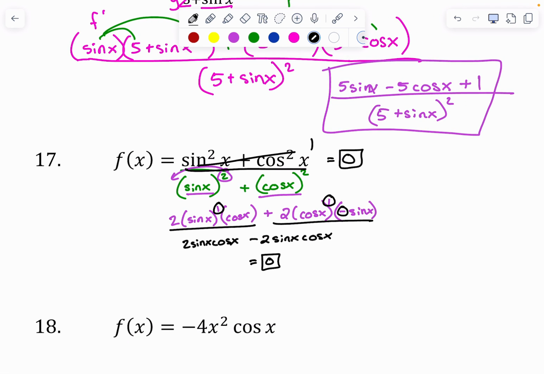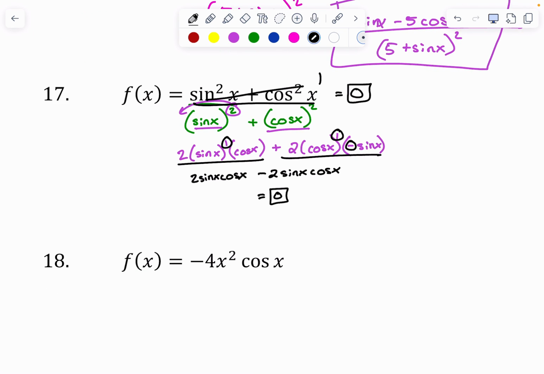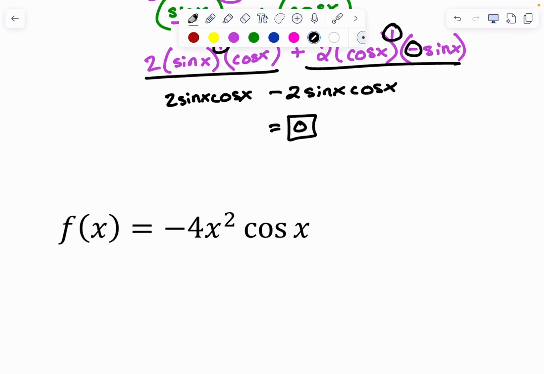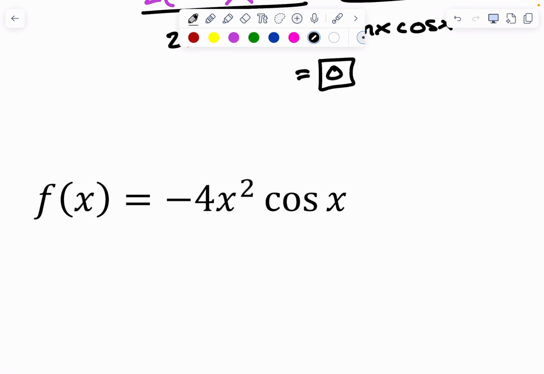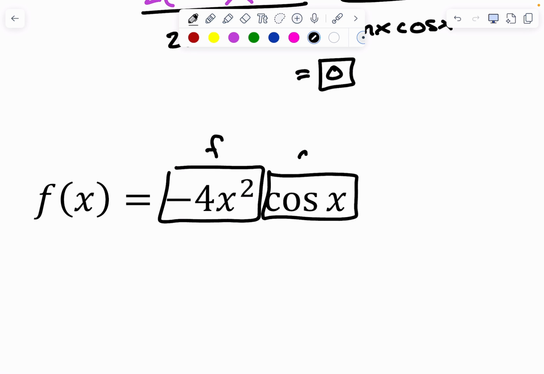All right, 18. What is that going to be? Product rule. What's your f part? Negative 4x squared. That's f, and then g is this guy. Okay, so product rule: f prime g plus g prime f. Here we go.